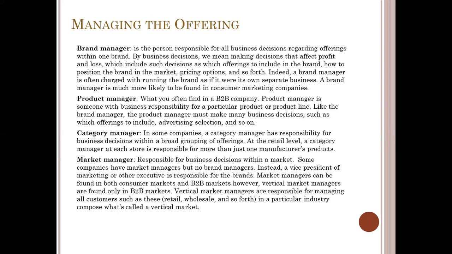So as you can see, we started from creating the offering, and then we also distinguished types of consumer offering such as convenience, shopping, specialty, and unsought, and then the types of B2B offering as well. And then after we had created the offering, we proceeded to branding, labeling, and packaging, and then who will manage the offering. So this is what week 5 is all about.